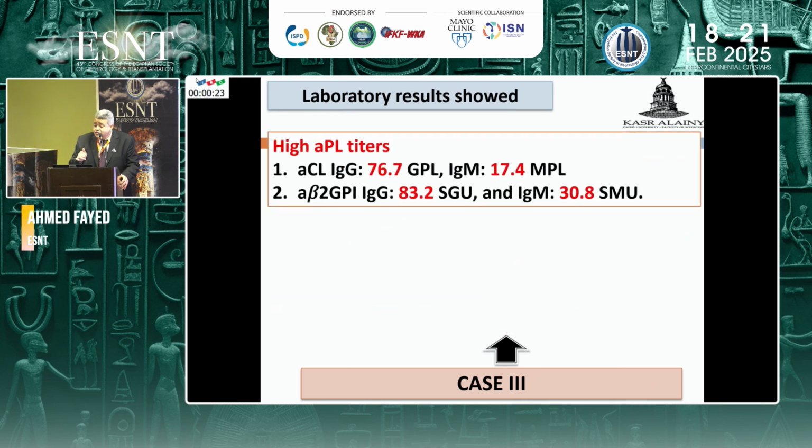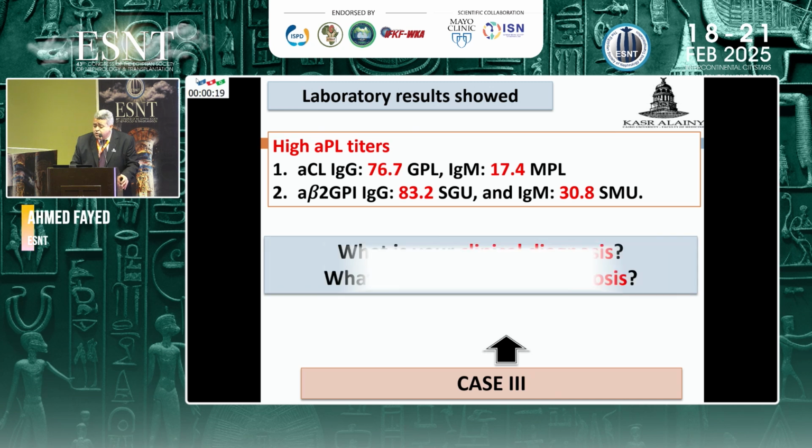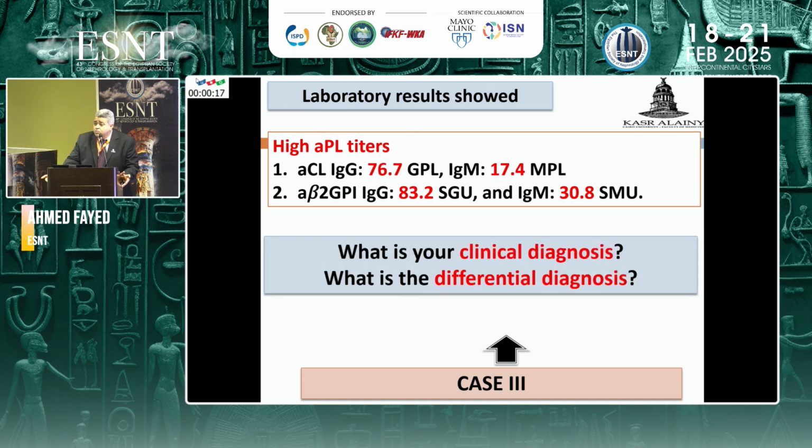High antiphospholipid antibodies: anticardiolipin and anti-beta 2 glycoprotein 1. At this stage, what is your clinical diagnosis and what is your differential diagnosis? Yes. What will you do at this stage?